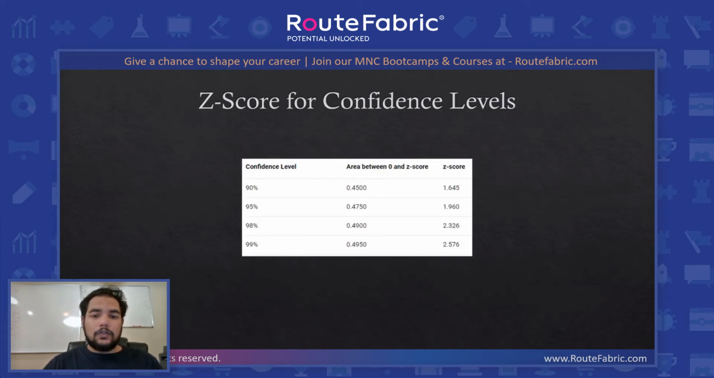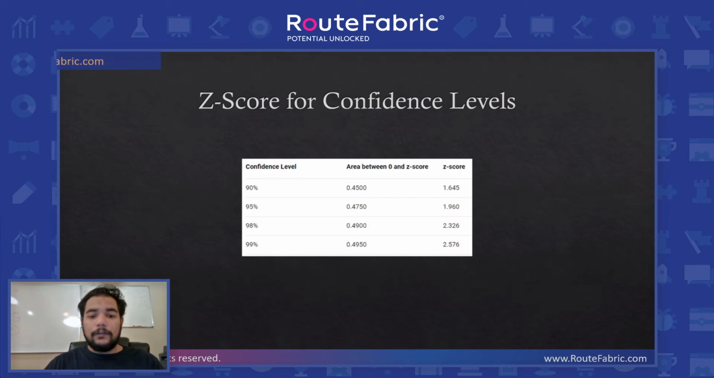These are the z-scores for the confidence levels. For a 90% confidence level, the area between 0 and the z-score is around 0.45, and the z-score is 1.645. For a confidence level of 95%, it is 0.4750, and the z-score is 1.960, and so on.